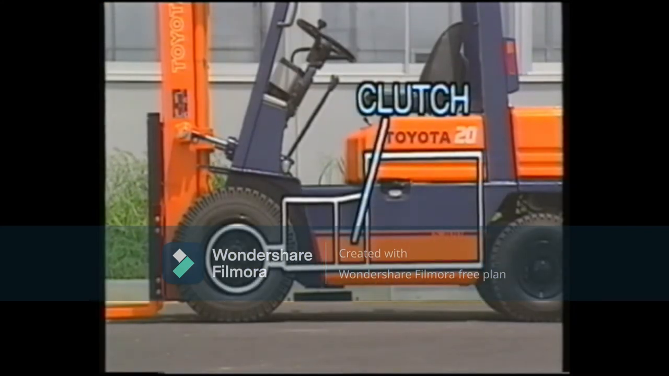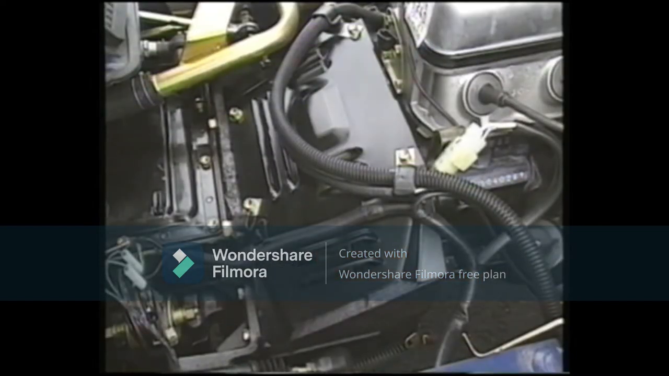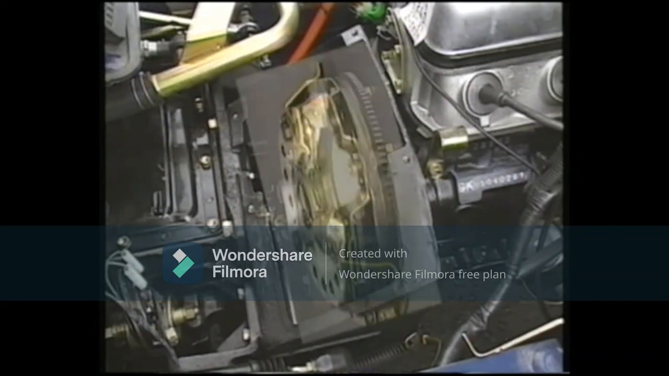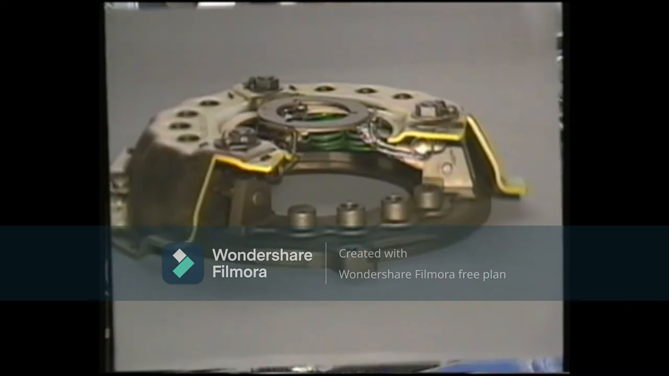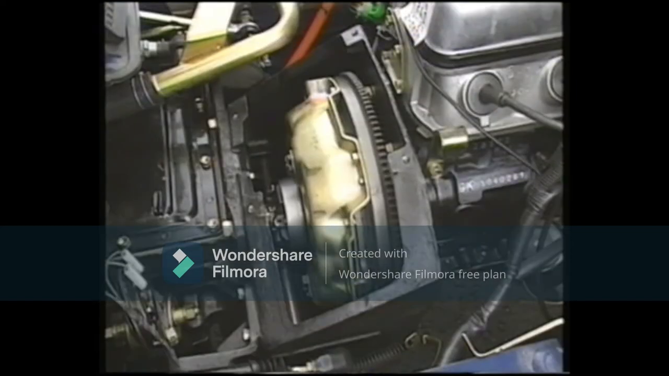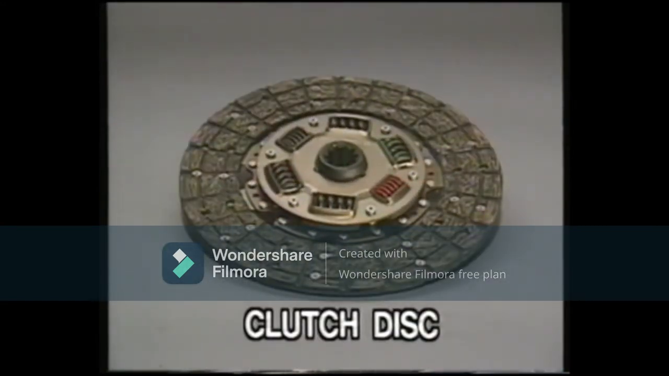The power is transmitted to the clutch first. The clutch is located between the engine and the transmission, and it connects and disconnects the power as needed. The clutch consists of the clutch cover, which is fitted to the flywheel, which is directly connected to the engine's output shaft, and the clutch disc, which is connected to the input shaft of the transmission.